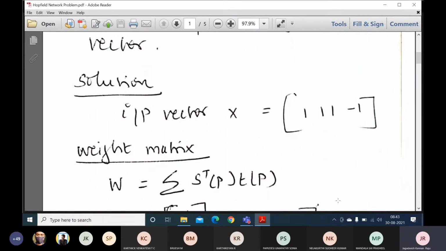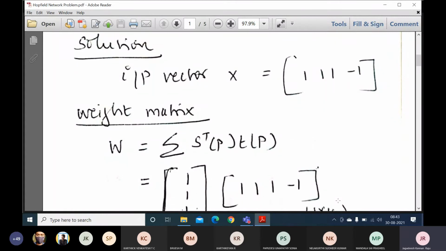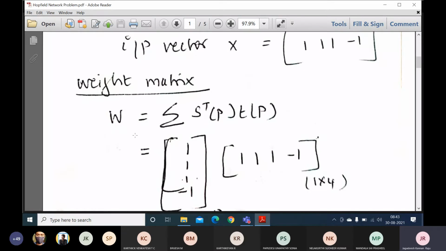What is given? The solution here is the input vector x is given as 1, 1, 1 and -1. So I need to construct a weight matrix. The weight matrix formula is given by W equal to summation of S transpose of P into T of P. So what is this S and what is this T? Input vector and a target vector.